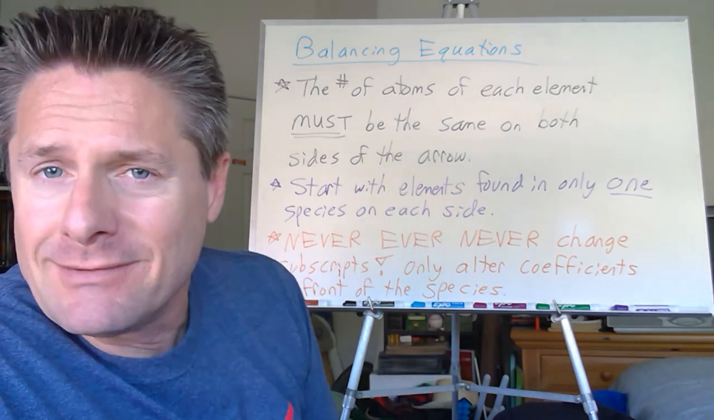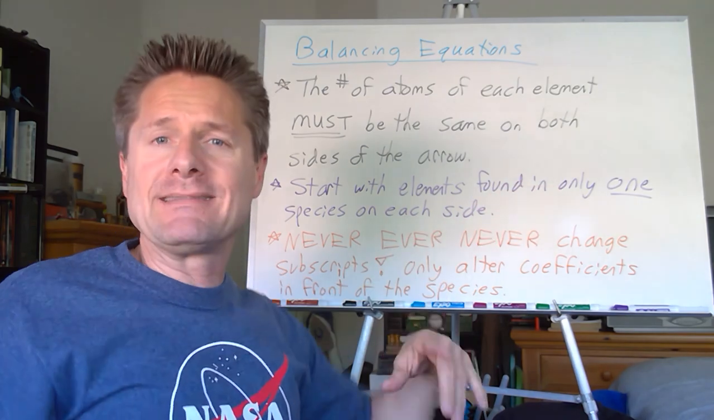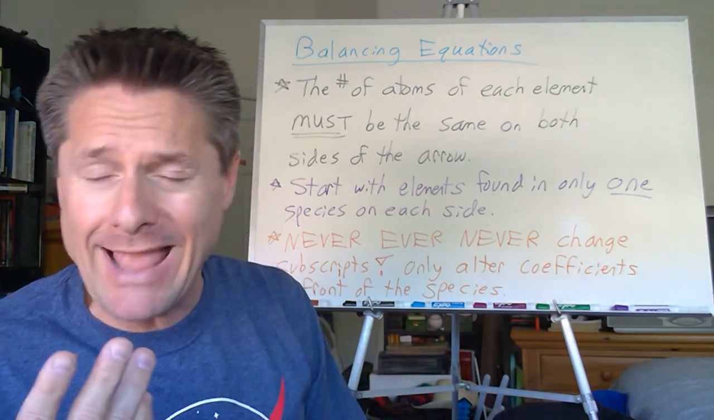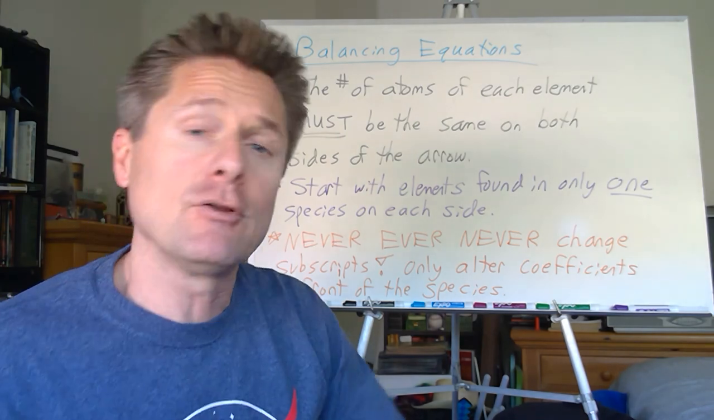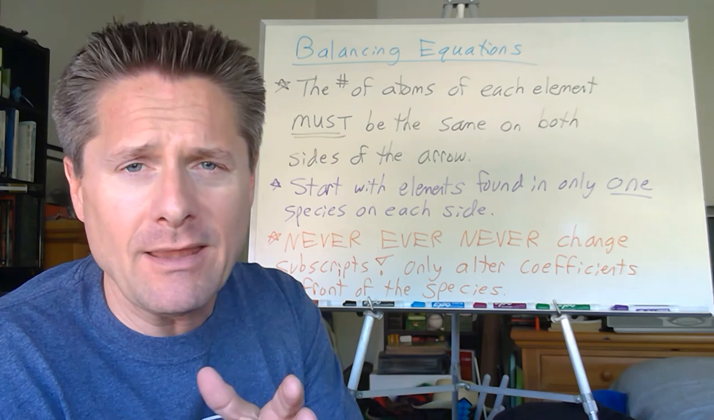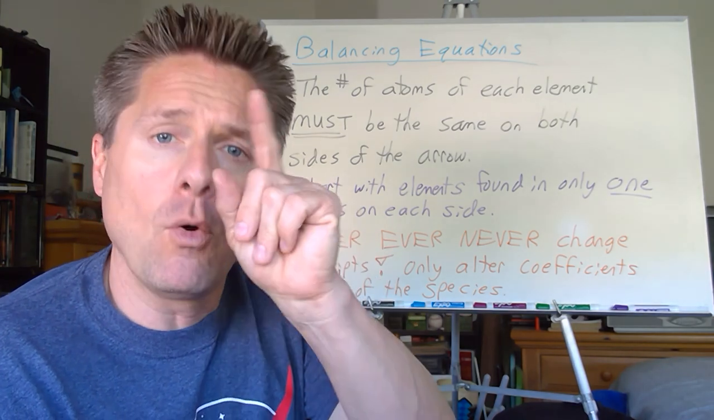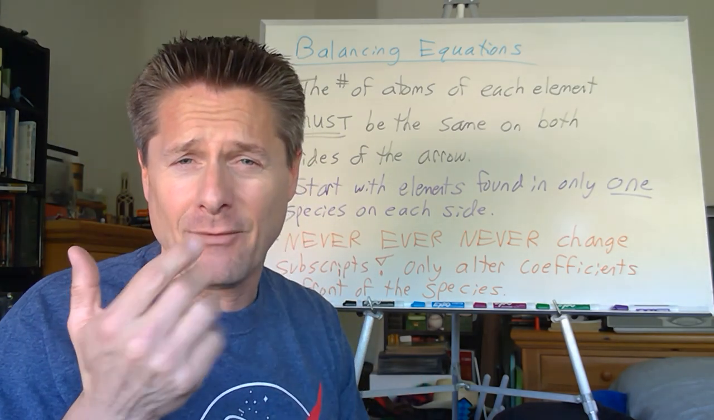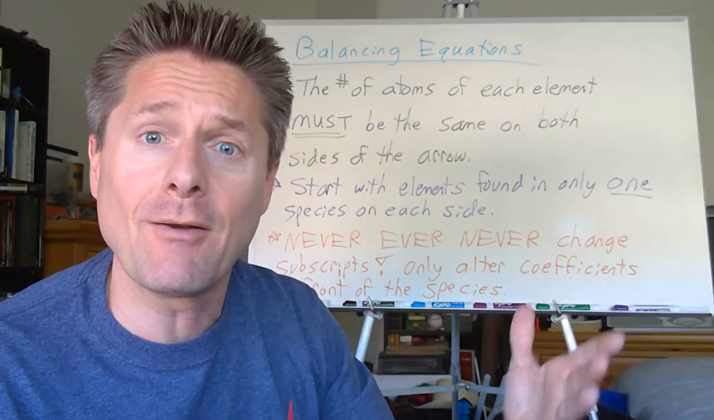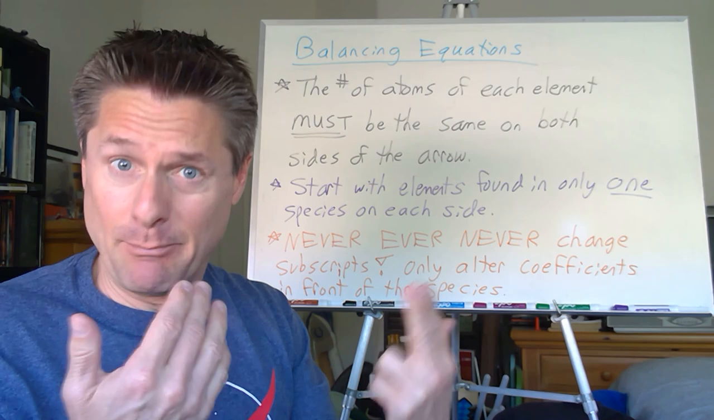My recommendation, it's not a rule: start with elements found in only one species on each side of the arrow. You look at the reactant side, maybe you got two or three species. Look at the product side, maybe you got two or three species. And I will always hone in on an element that's in only one species on the reactant side, on the left side of the arrow, and in only one species on the product side, on the right side of the arrow. Makes it pretty easy to balance, right?